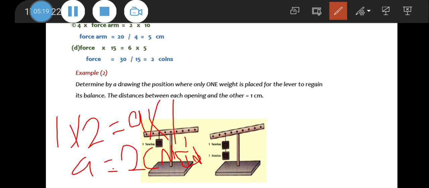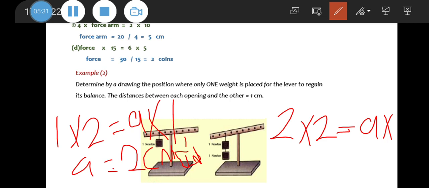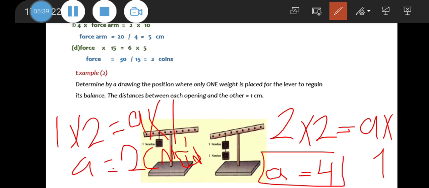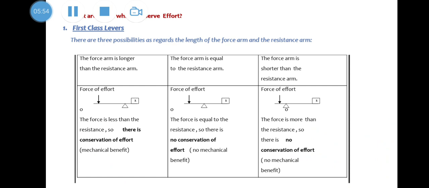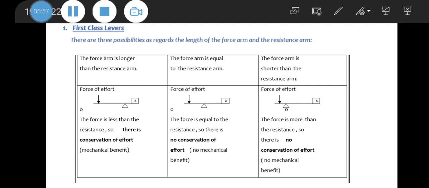So it will be put after 2 openings. And here we have the load, so the resistance force equals 1, after 2 points, and the arm is A, or the force arm is A, and the load is 1, so A equals 4. So the force arm equals 4 centimeters. The distance between two openings is 1, so we count 1, 2, 3, 4, and we are going to put the load after 4 openings.